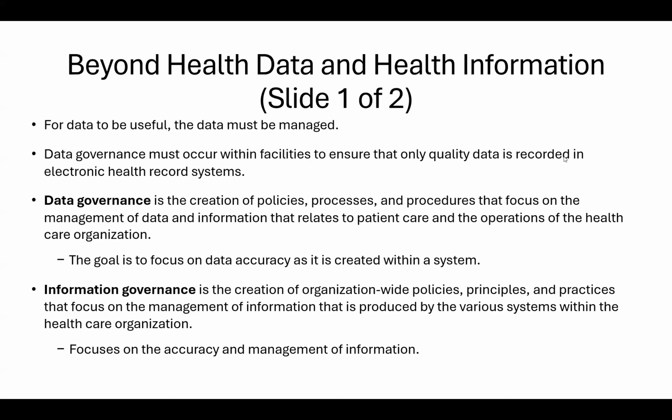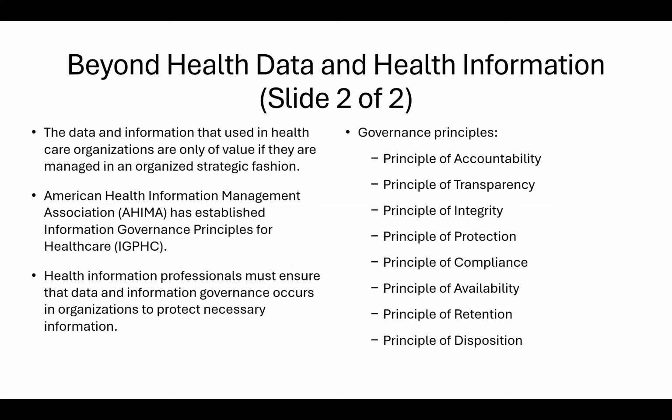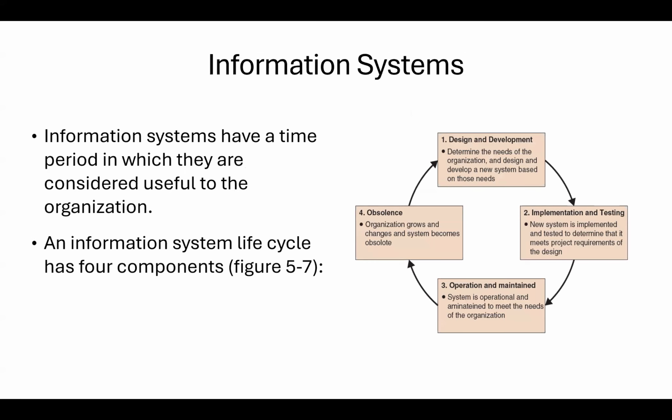And again, I think we left off talking about data governance versus information governance. Basically, it has to be governed, both at the data level, where we're looking at things that are coming in without context, and also in the context of information. And we talked about accountability, transparency, integrity, protection, compliance, availability, retention, disposition, and the information systems life cycle, which you've probably seen before.